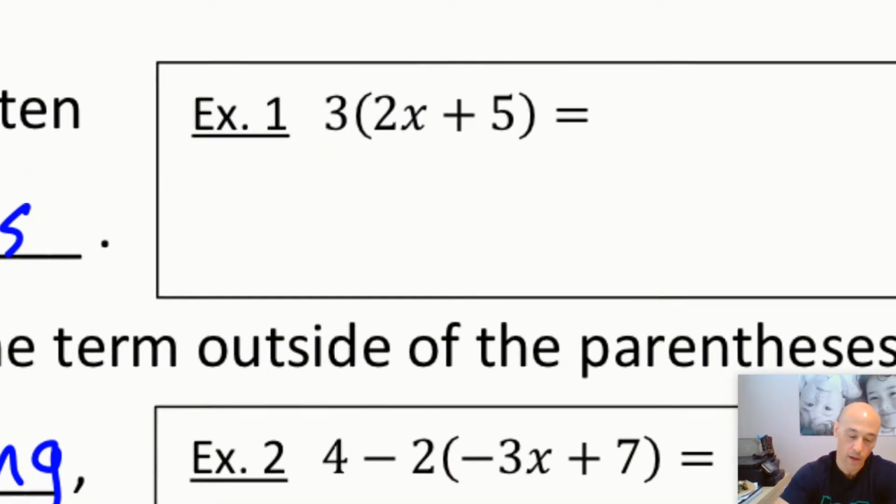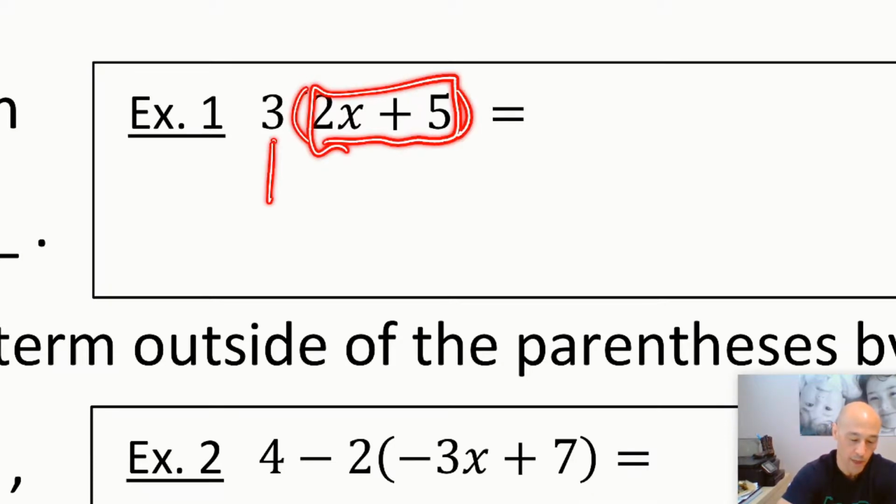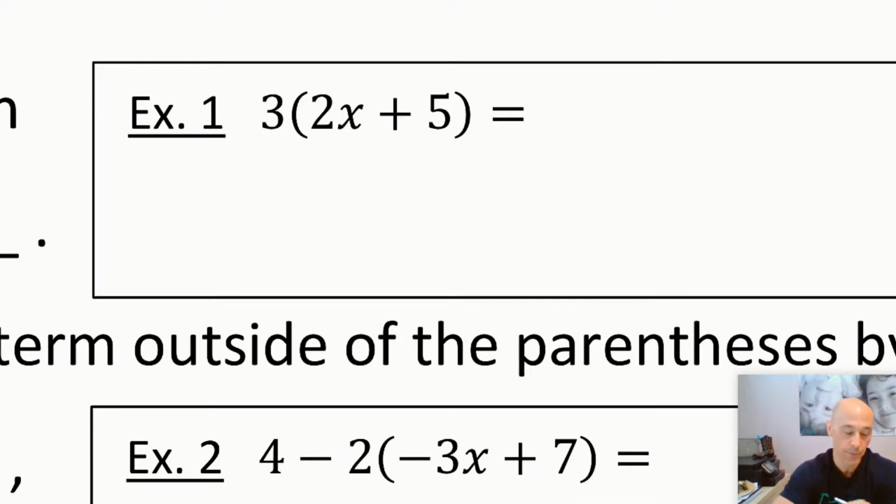So let's look at example 1 up here in the right corner. We have 3, and then we read this, 3 times the quantity 2x plus 5. That's the way we read that, because everything inside the parentheses is treated as one thing. We're multiplying 3 times everything in there. So if we have to multiply 3 by everything inside, I usually use these little arches to show I'm multiplying 3 times 2x. And the result to that is 6x.